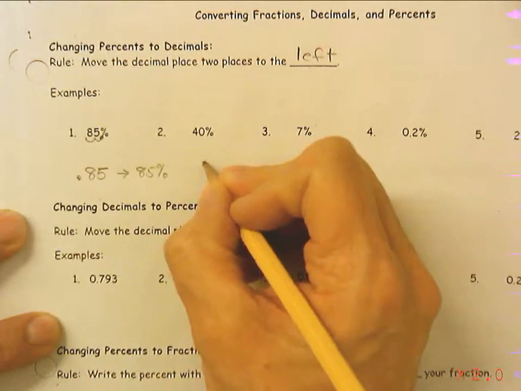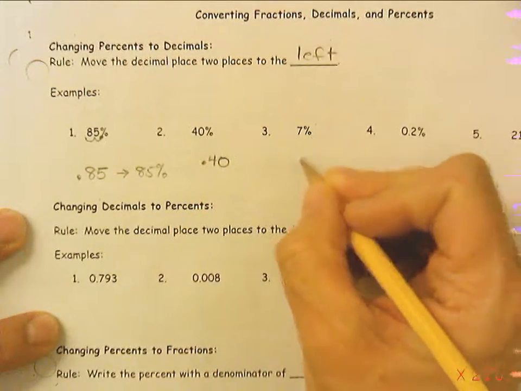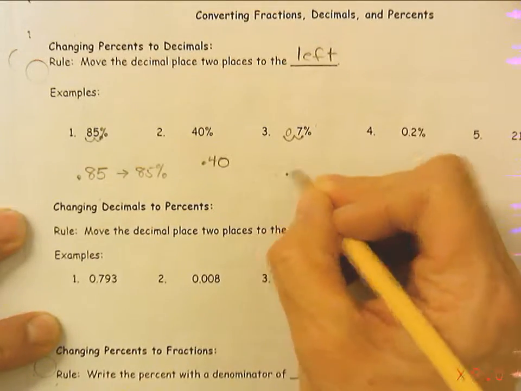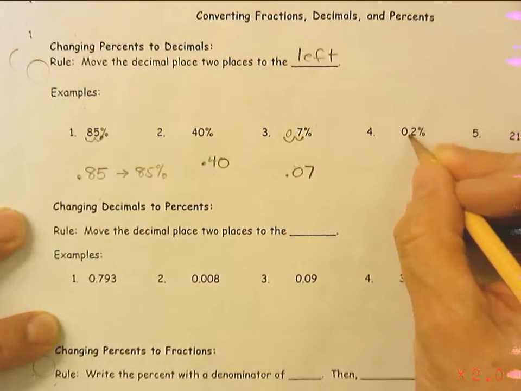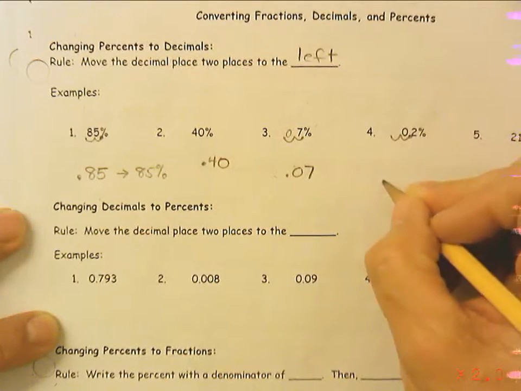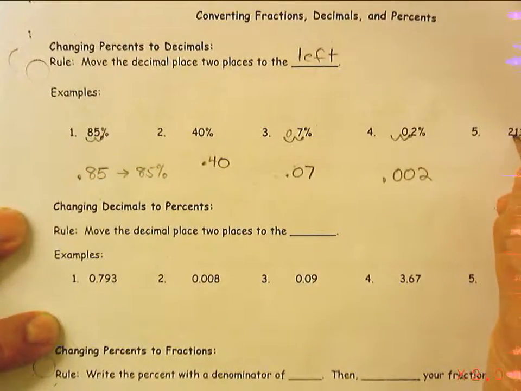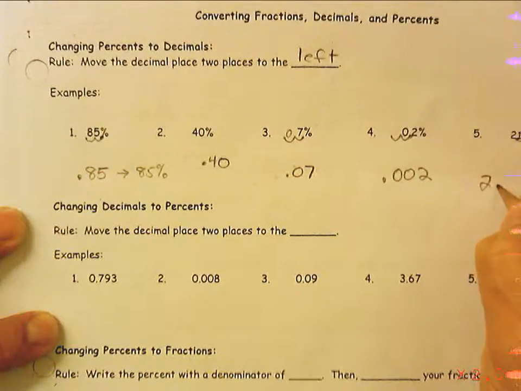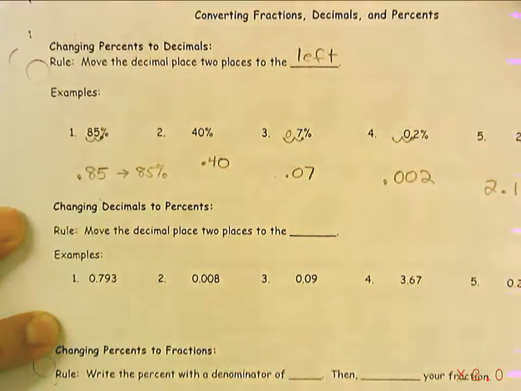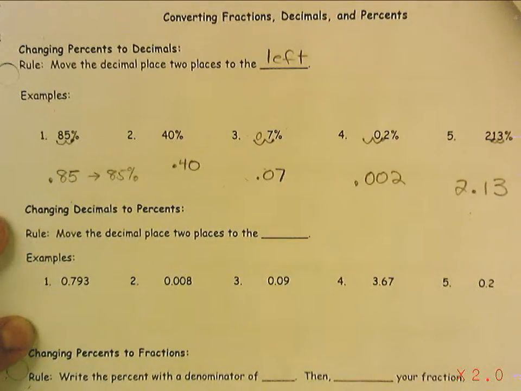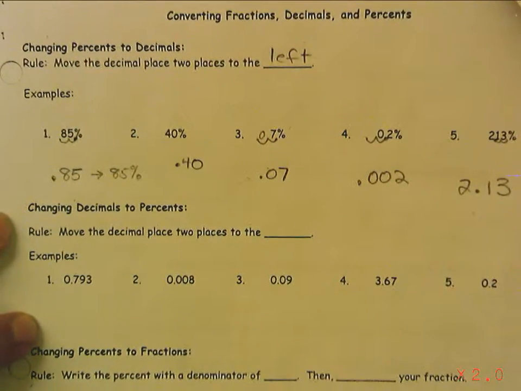So 40% would be 0.40, 7% would be, you add a 0 there, 0.07. 0.2% would be 0.002, and 213% would be 2.13. So when you have a percent and you want to change it to a decimal, you move the decimal point 2 places to the left.